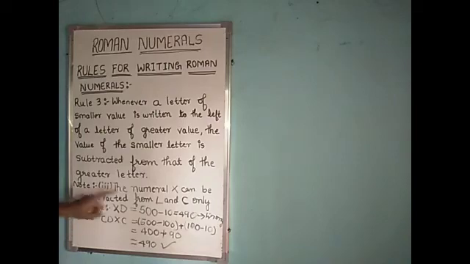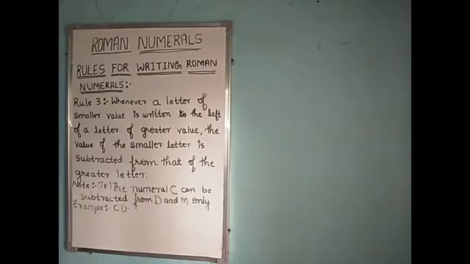So what is the third rule? The numeral X can be subtracted from L and C only. Let's learn fourth condition. The numeral C can be subtracted from D and M only. For example, CD. How we can find out numeric value of CD? Here D is a letter of a greater value and C is a letter of smaller value. The letter of smaller value is written to the left side of the letter of greater value.